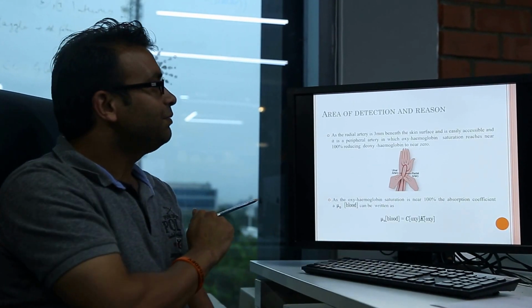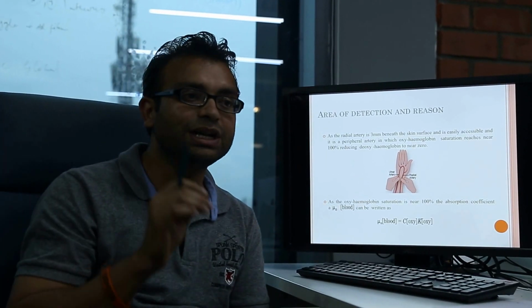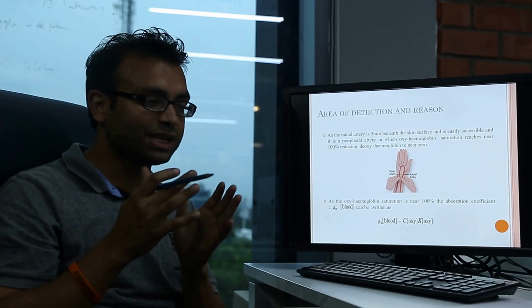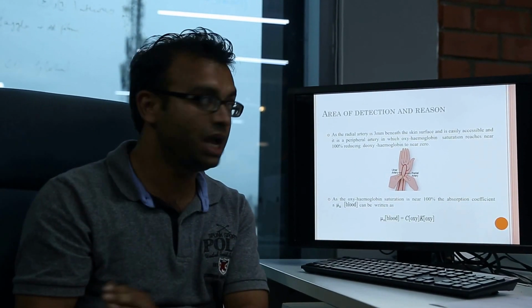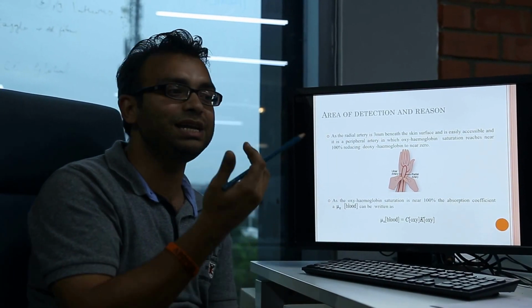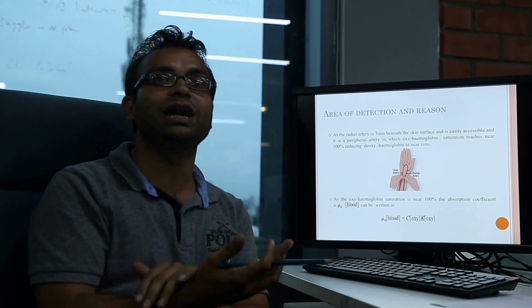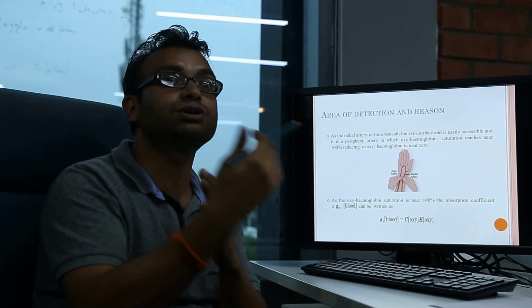But for this reason, we are using the radial artery. The reason for the radial artery is that it is an artery, so the maximum amount of blood is oxygenated, so we can remove the factor of deoxygenated blood. Second, it is 3 mm below the skin and easily palpable. So detection of the radial artery is not a difficult task. So with this, we are removing the deoxygenated part.